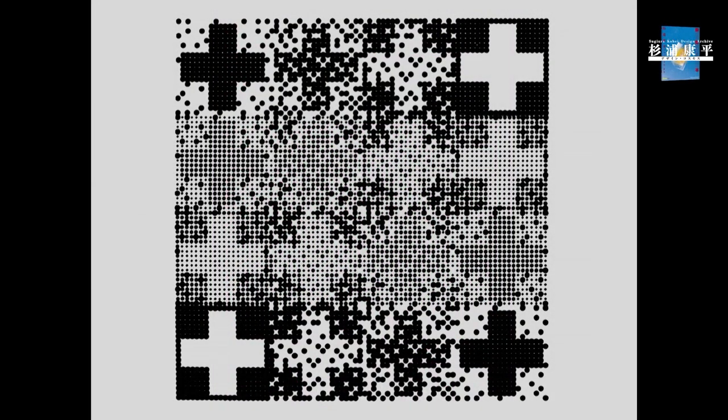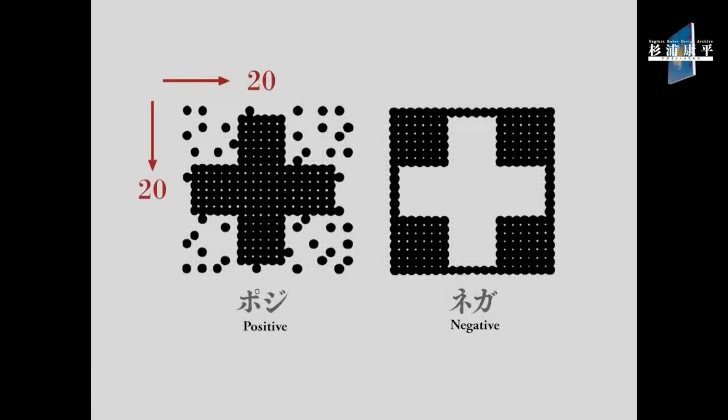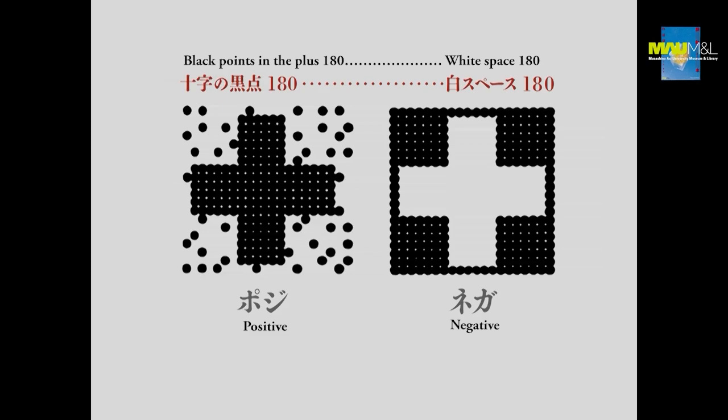Originally, it's a 4x4 matrix structure. If you look closely, you will see the plus sign, negative and positive of the plus sign in the 4 corners. Let us take out the positive plus and negative plus and inspect them. Vertical 20 into horizontal 20. In other words, a plus sign rises up in a square grid of 400 and both the negative and positive are created in such a way they each have 220 black points and 180 white spaces.